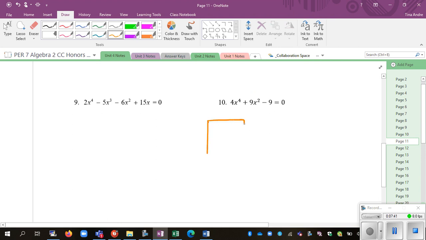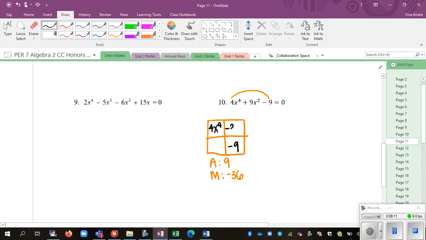I just wanted to show you that because I'm looking for numbers that are going to add. So let's go ahead and just write this out. So I'm looking for numbers that are going to add to 9, but they have to multiply to the product of 4 times negative 9, so negative 36. So then we put the first term in the first box, so that's going to be 4x to the 4th. Last term in the last box. And now we're looking for numbers that are going to add to 9 and multiply to negative 36. So 12 and negative 3 would do that.